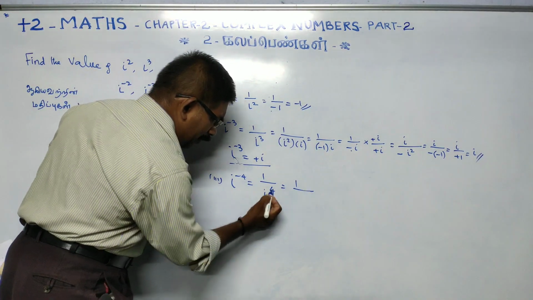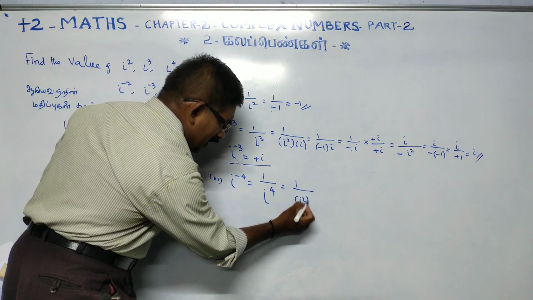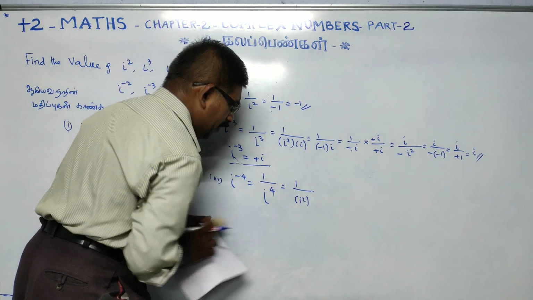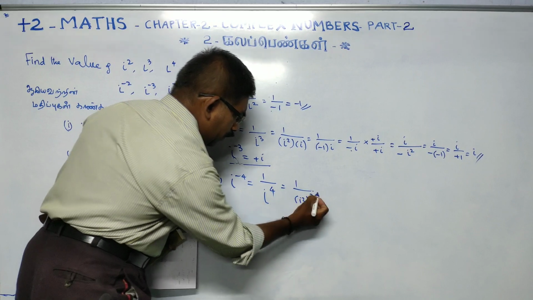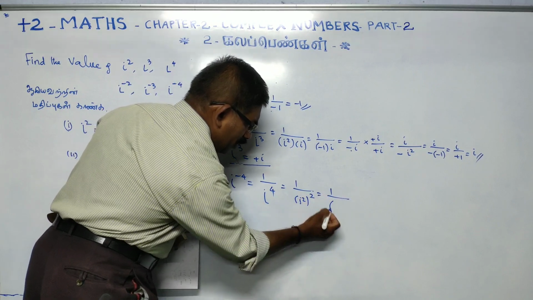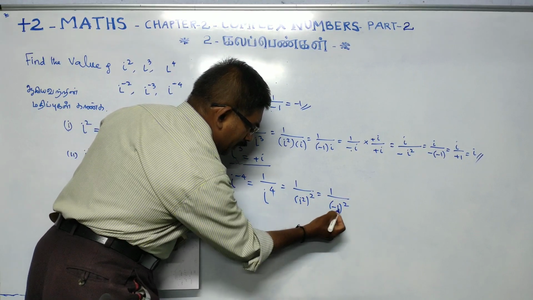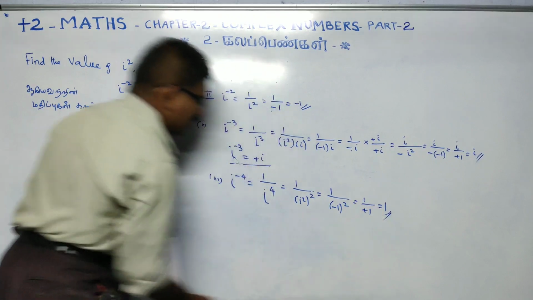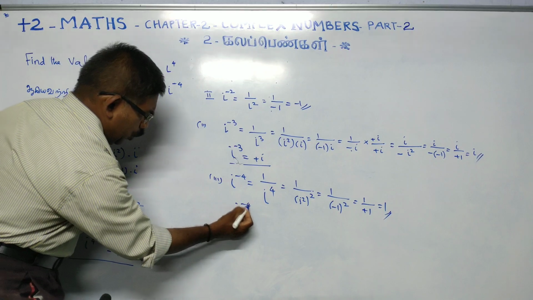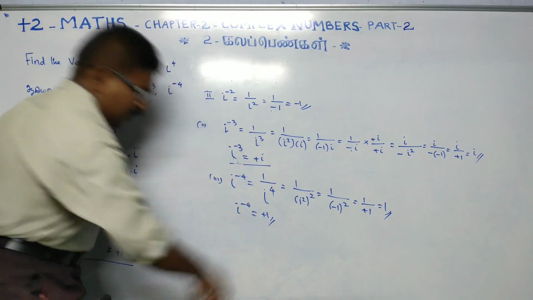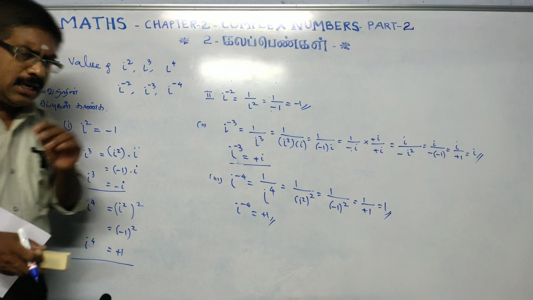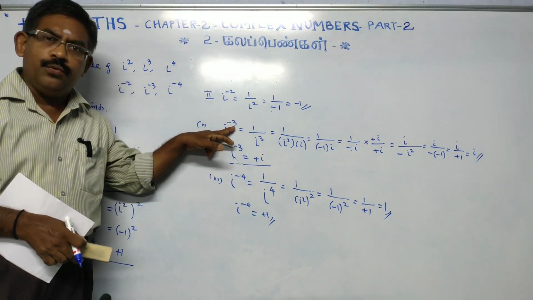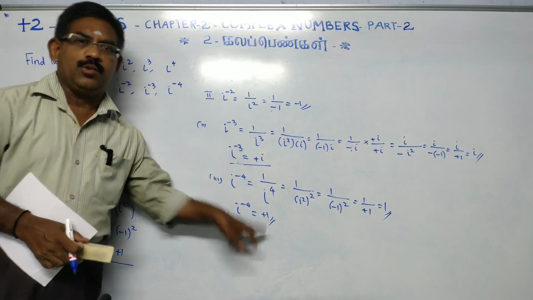1 by i power 4 means (i square) power 2. 2 into 2, 4. 1 by i square squared. The value of i square is minus 1. Minus 1 square, plus 1. 1 by 1 is 1. So the value of i power minus 4 is plus 1. When an even number comes in the degree of i, the value is plus 1.